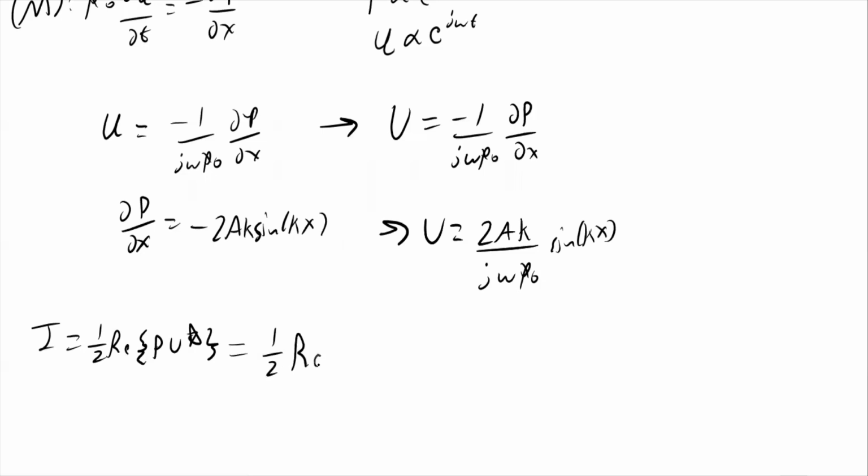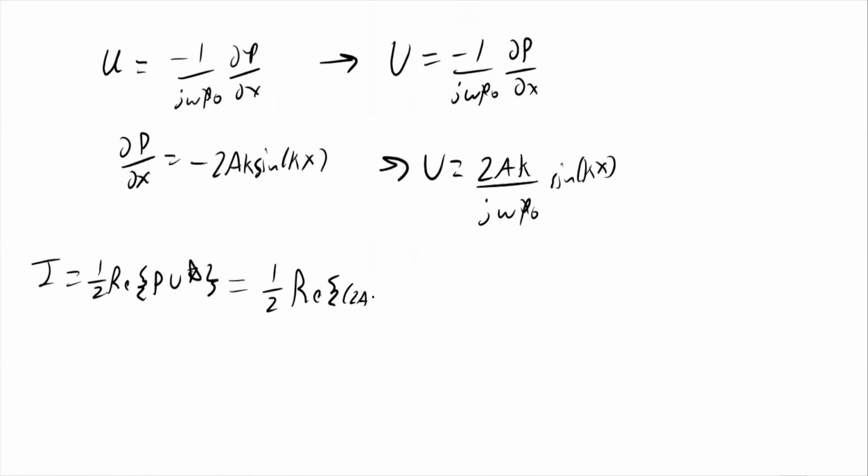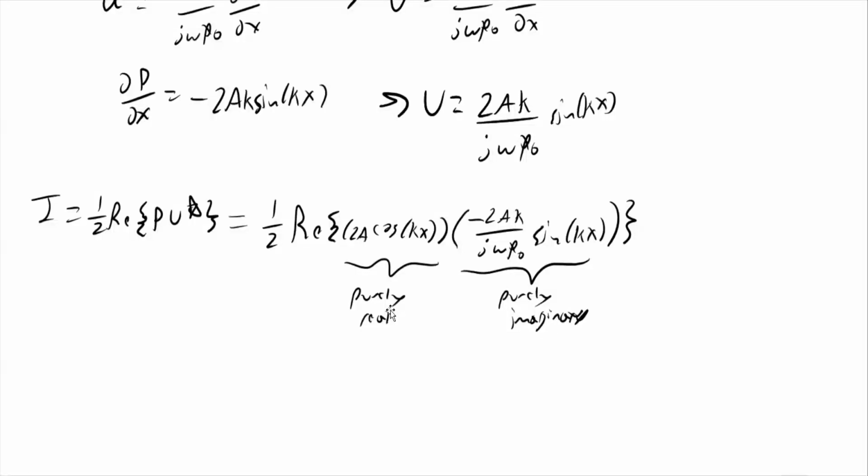So we have 1/2 the real component of, what was P again? 2A cos kx, times, taking the complex conjugate of this, 2Ak over j omega rho naught sine kx. Now, this first term is purely real. This second term is purely imaginary. Thus, when you multiply a purely real and a purely imaginary number together, you're going to have a purely imaginary number, but we only want the real part. Thus, the intensity of a plane standing wave is actually 0, which is pretty neat.